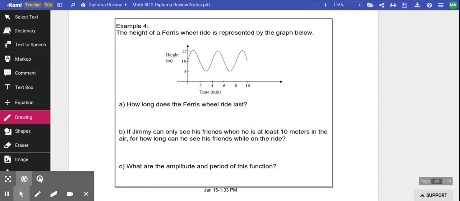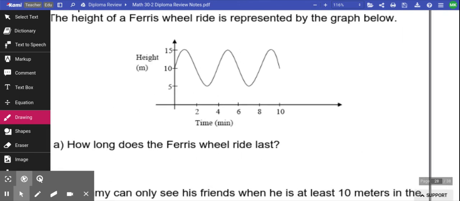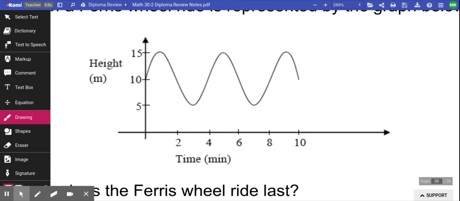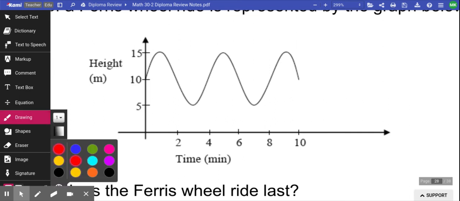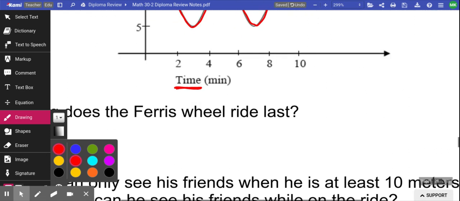It says the height of a Ferris wheel ride is represented by the graph below. How long does the Ferris wheel ride last? Okay. The Y value is telling me the height of my Ferris wheel. T is giving me how high I am on the Ferris wheel at any given time. So I start here, and then I'm riding the Ferris wheel, and then it stops. So how long did the Ferris wheel ride last for? It lasted for 10 minutes.